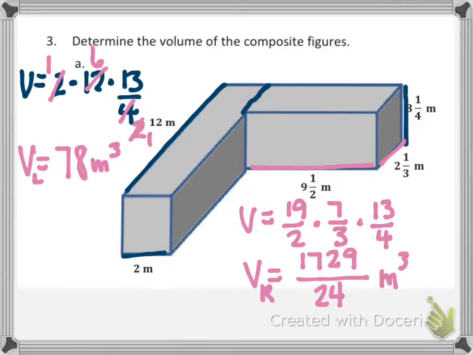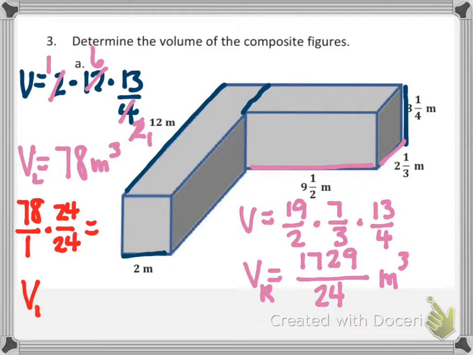And then we need to add them together. Well, since it's already in a fraction here, I'm going to make this one into a fraction too, this 78. So instead of 78 over 1, I'm going to change it into something over 24. So I'm going to multiply by 24 over 24 so that our denominator becomes a 24.